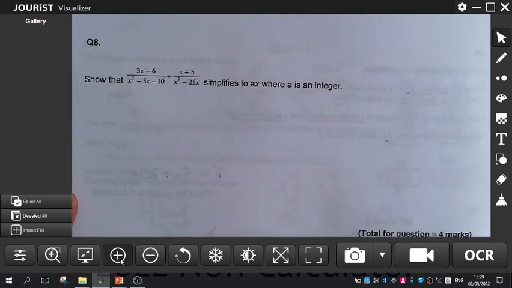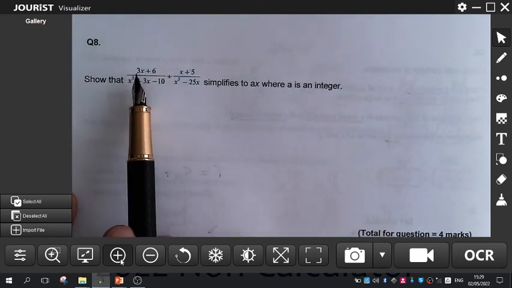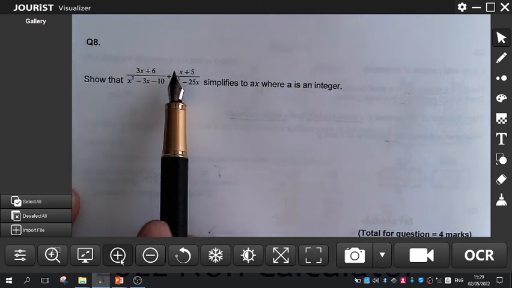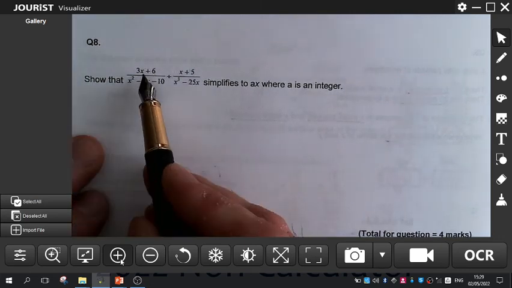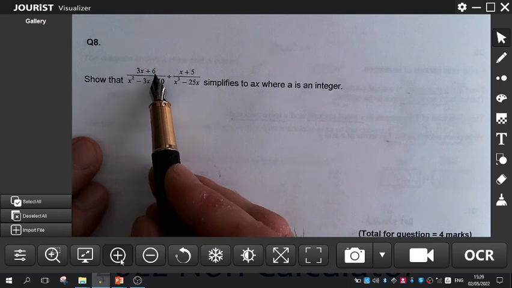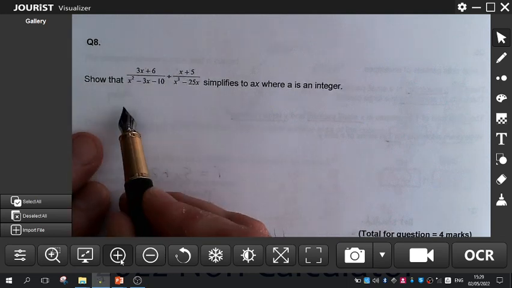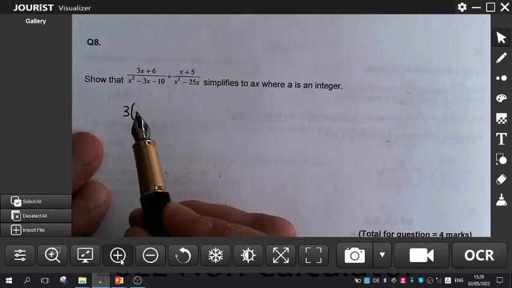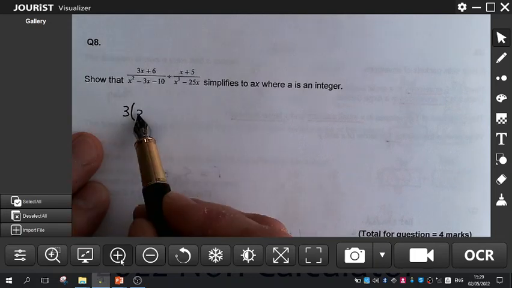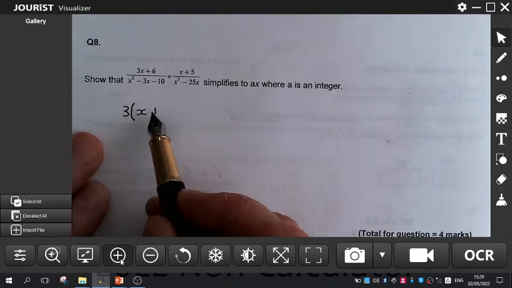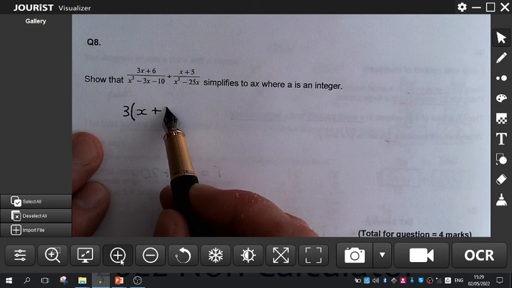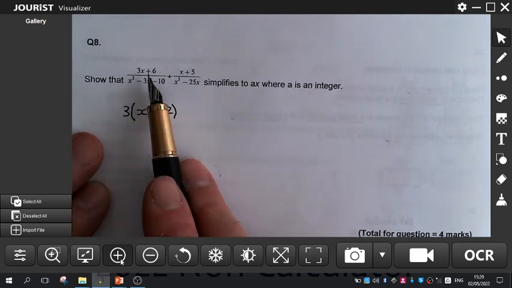Looking at the numerator on the left-hand side, I'm thinking, could I do anything with it? I've got a 3 and a 6. I could factorise, I could pull 3 outside of brackets. 3 times x is 3x, pop the plus in, 3 times 2 is 6. And that might be enough to gain you your 1 mark out of 4.